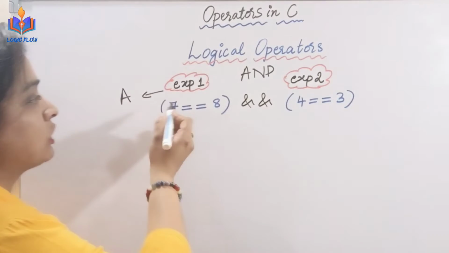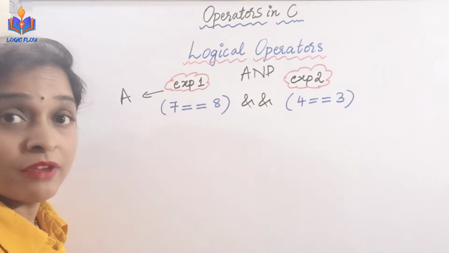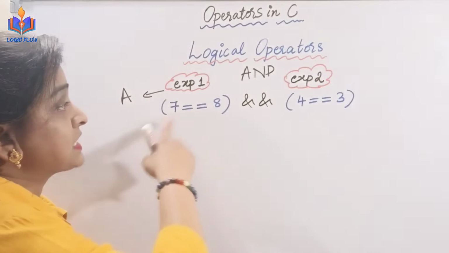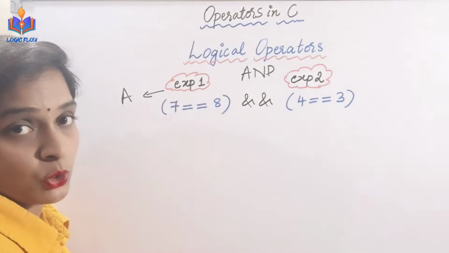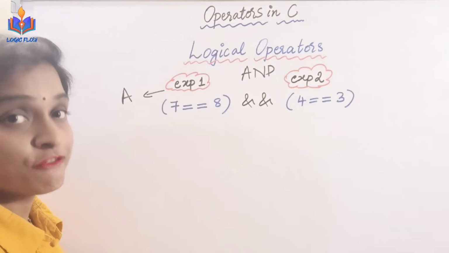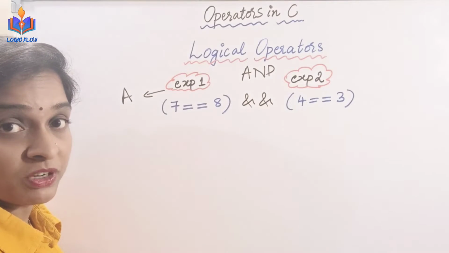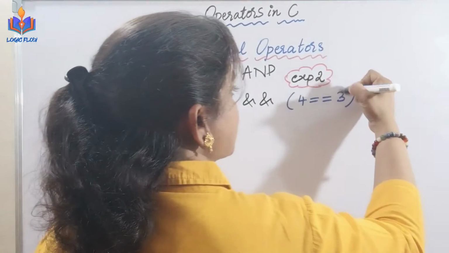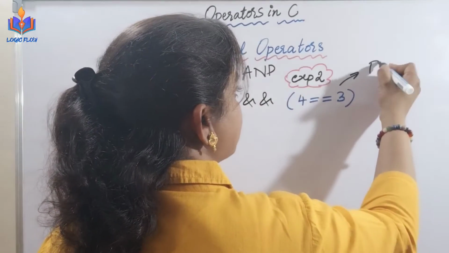So what is the outcome of A? Is 7 equals to 8? Well, we have studied about the relational operator. It is the equality operator. Is 7 equals to 8? No. The condition is false. False means what is the Boolean value? It is 0. Let me take this expression 2 that I am having here as B.